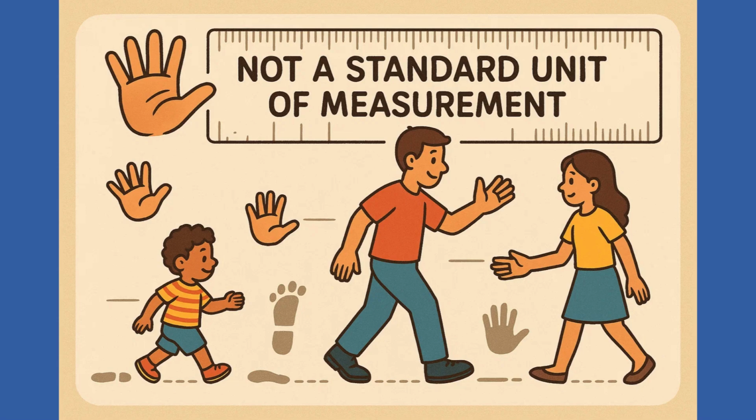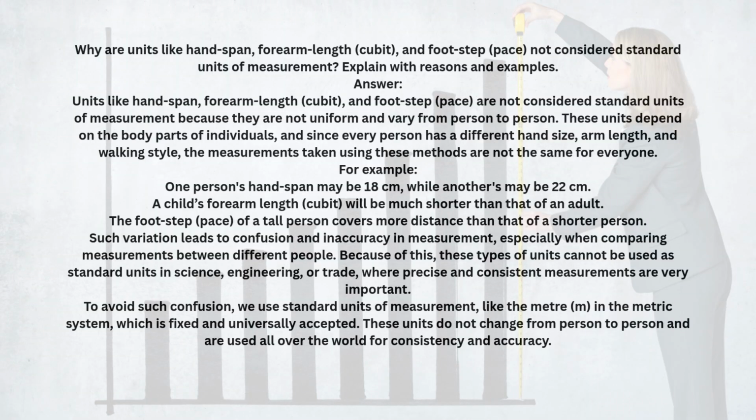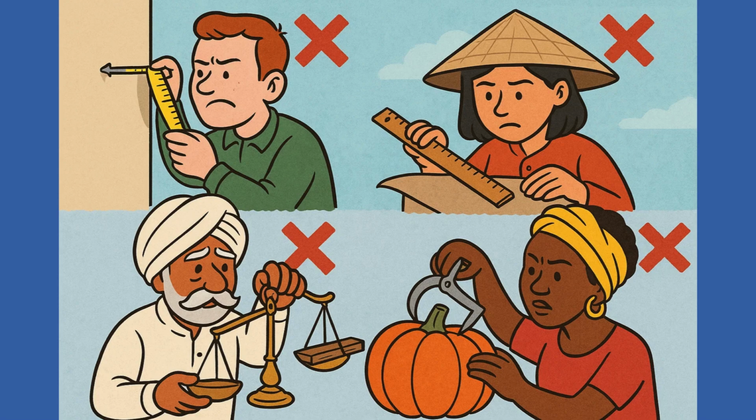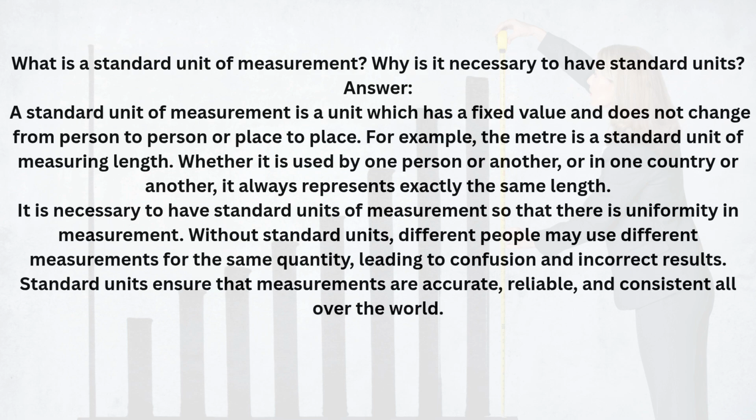So to avoid such confusions, we use standard units of measurement like meter in the meter system, which is fixed and universally accepted. We talked about standard unit of measurement and why it is necessary to have standard units. We'll discuss now. A standard unit of measurement is a unit which has a fixed value and doesn't change from person to person or place to place. For example, the meter is the standard unit of length. So it is necessary to have these standard units as there is uniformity in measurement. Without standard units, different people may use different measurement for the same quantity, which leads to confusion and incorrect results.